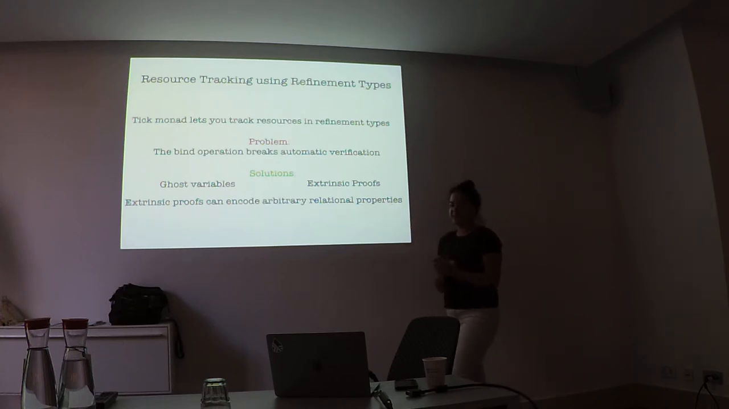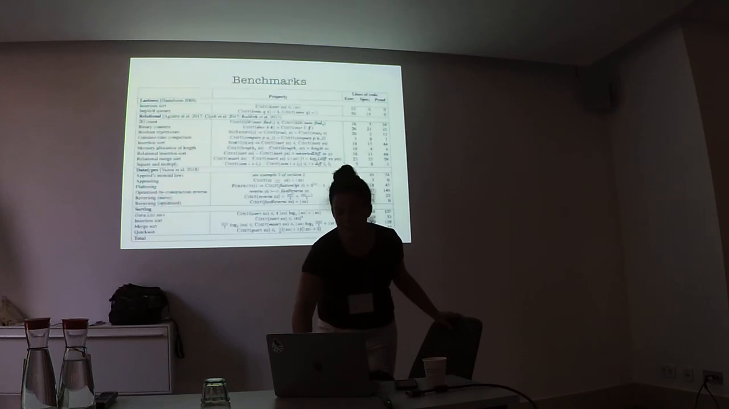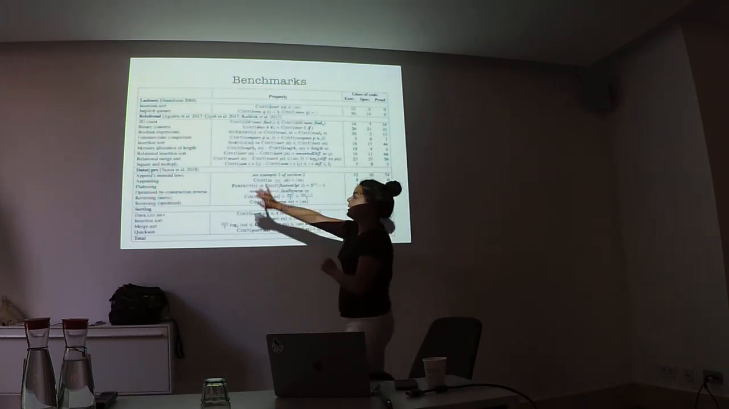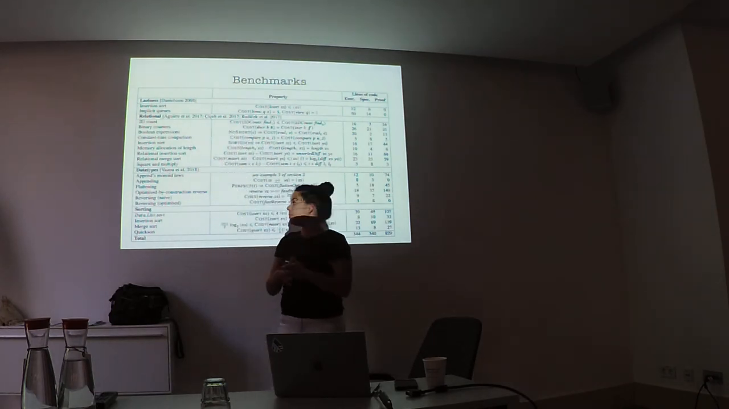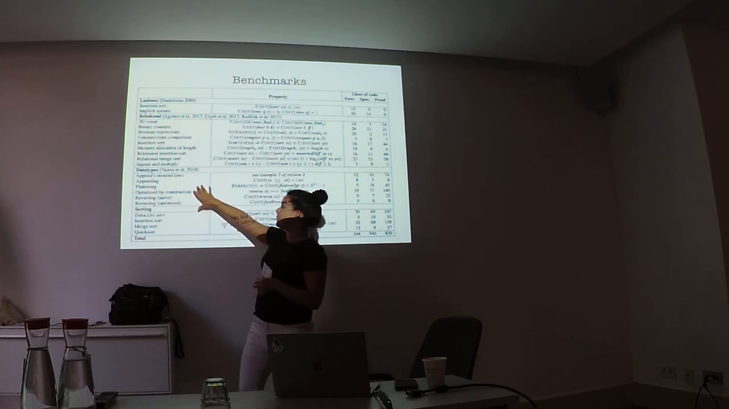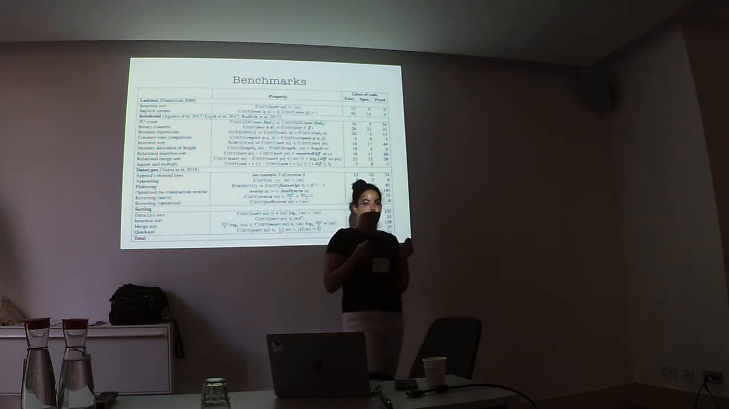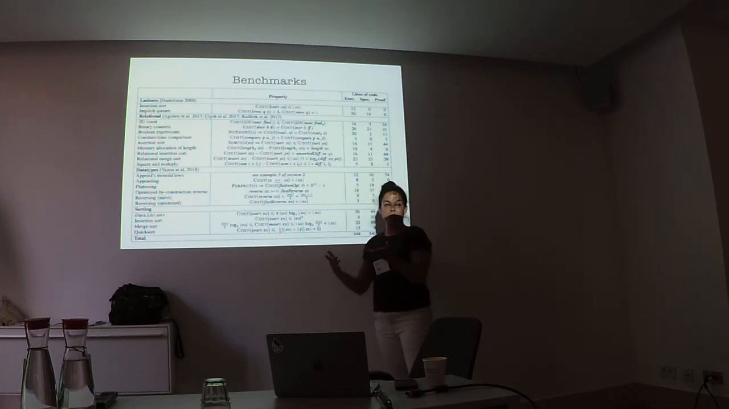And yes, these extrinsic proofs can define arbitrary relational properties. And these are some benchmarks that we did. So we did lazy data structures. We did a lot of relational properties. We defined properties of data types. And these properties are basically optimization properties. So for example, if you do map fusion, you get better runtimes.